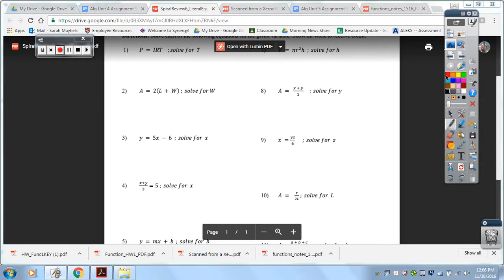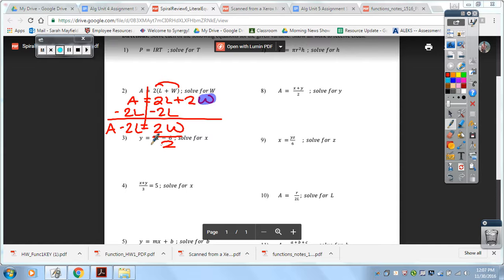First question I want to solve is 2. So the first thing I'm going to do in 2 is distribute. So I have A equals 2L plus 2W. In order to get W by itself, I have to subtract 2L first. So I have A minus 2L equals 2W. To get W by itself, I'm now going to divide by 2.